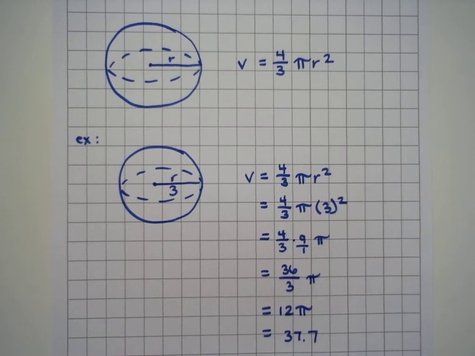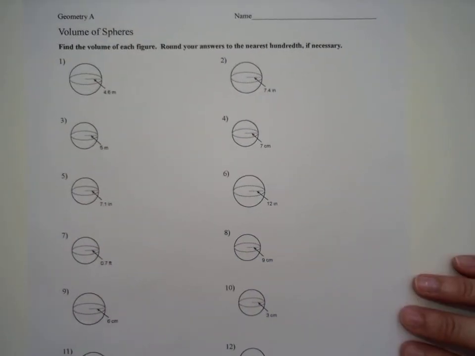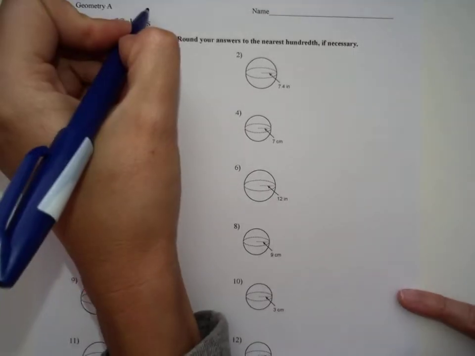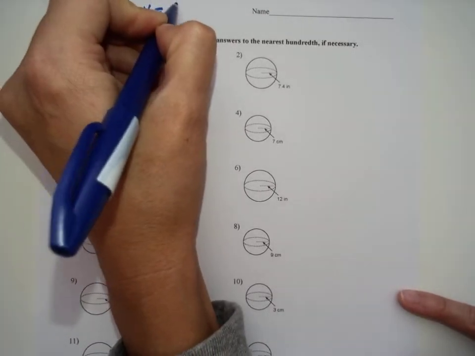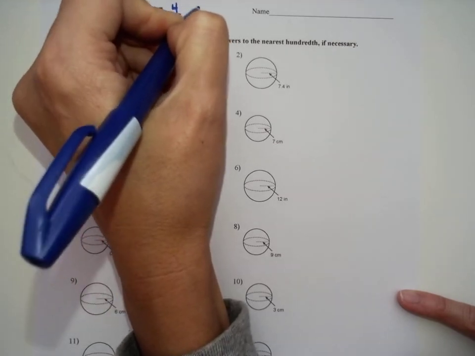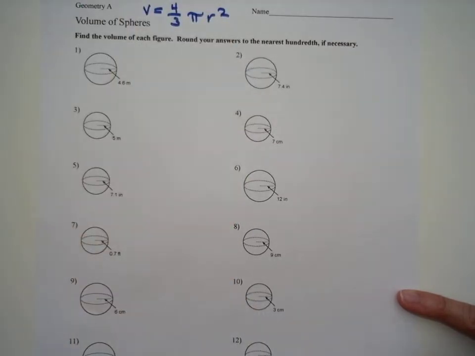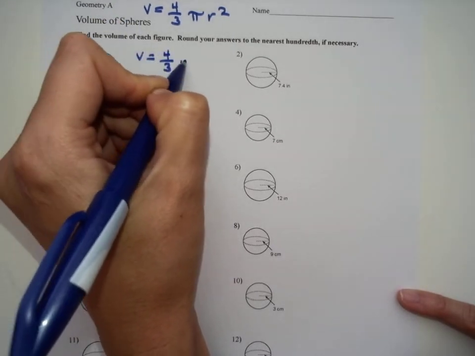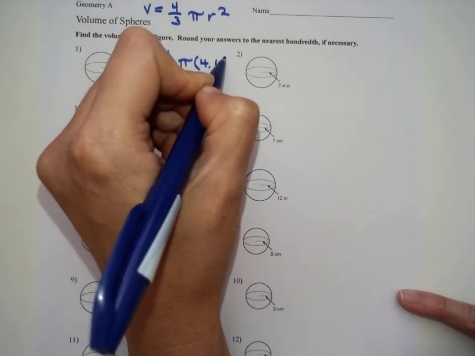Okay, so now that you know how to find the volume of a sphere, let's look at your volume of spheres assignment. Okay, so let's write the formula at the top. 4/3 times pi r squared. So we're just going to plug in our radius, which is 4.6.